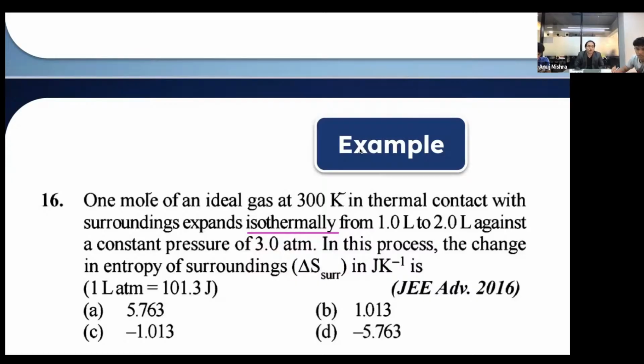Change in entropy of surrounding पूछा हुआ है आपसे. Delta surrounding is what? Minus Q upon T. Q का वैल्यू कितना होता है? Delta U is Q plus W. Okay, so Q is what? Minus W. Minus W रखो. आंसर निकालो फटाफट. तो एक मिनट का क्वेश्चन है.